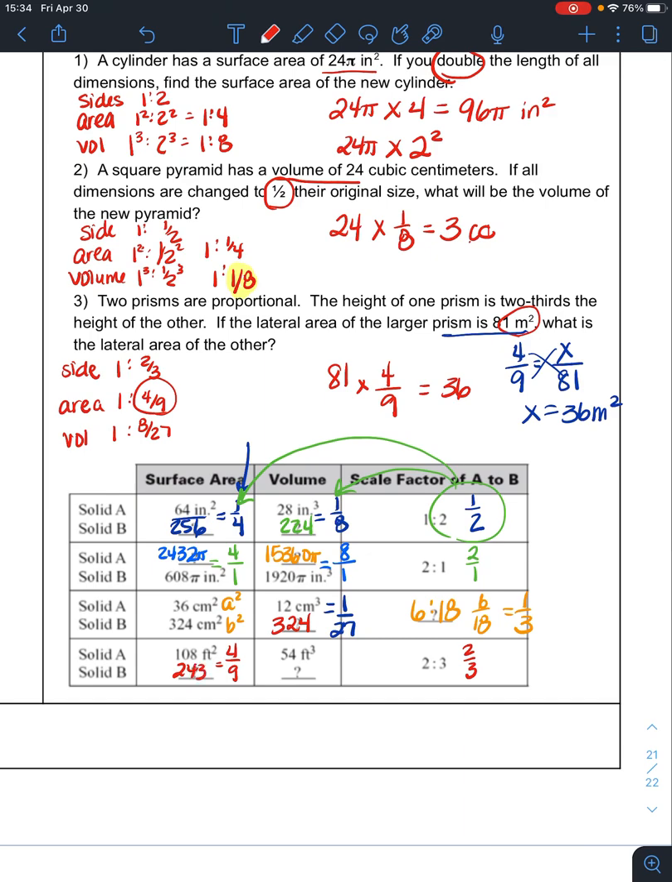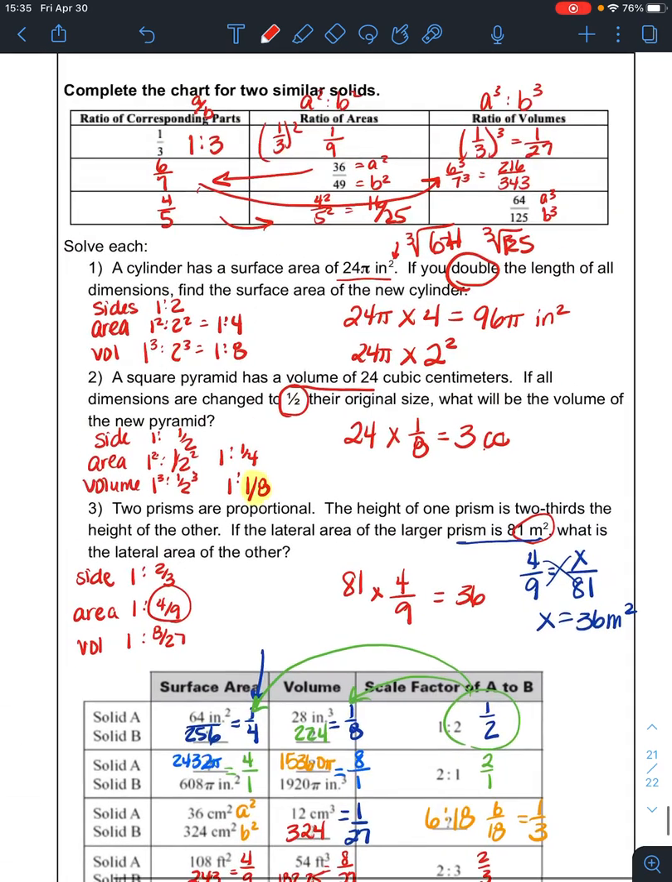Okay, then you're going to set up your cubed. So it would be 2 cubed, which is 8, and 3 cubed, which is 27. There's my proportion. Solve it. 54 times 27 divided by 8, and you get 182.25.